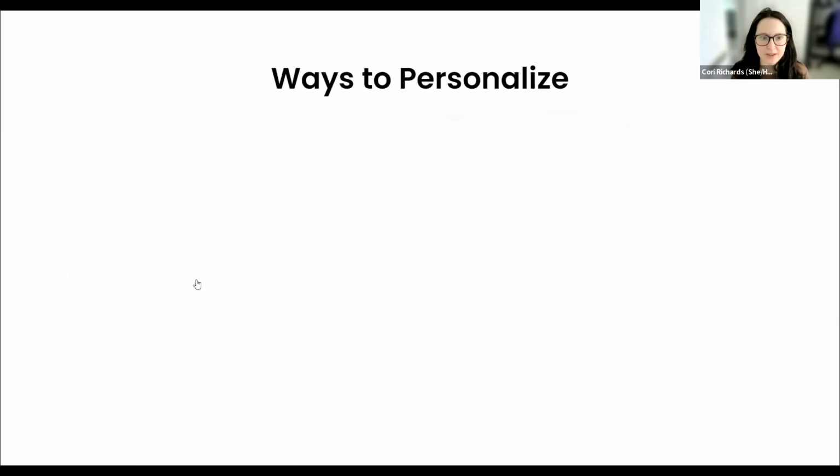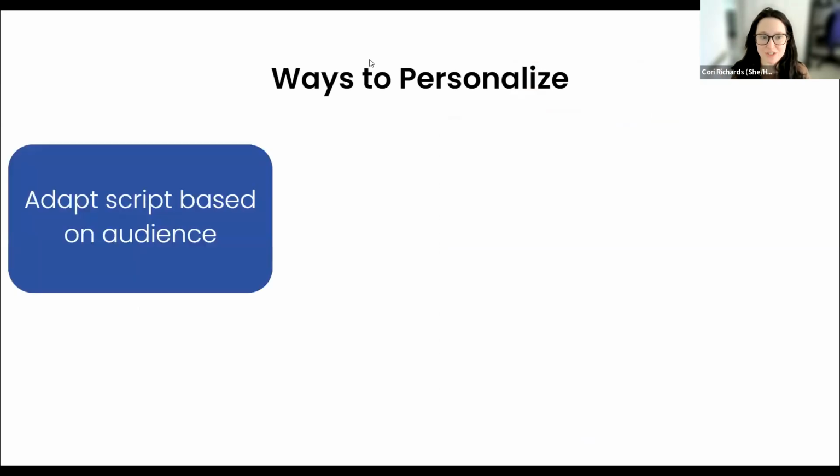So quickly, what are some ways that we can personalize a chatbot? These first three are not integration specific. The first one is we can adapt our script based on our audience. For example, maybe you have a new hire onboarding chatbot and you have 5 different job functions that the chatbot goes to. If you know those job functions when they join the chatbot, you can then send very specific tailored content to them based on their job function.